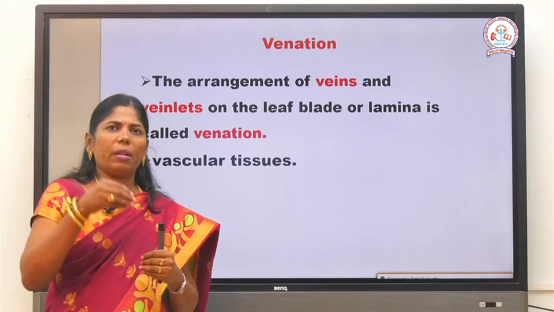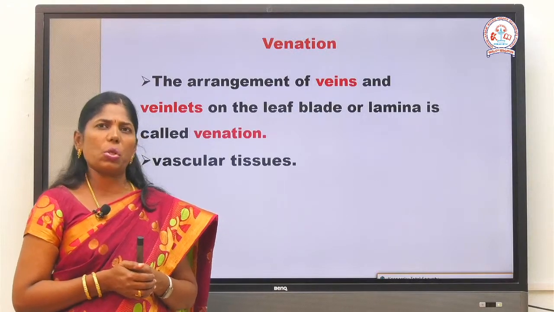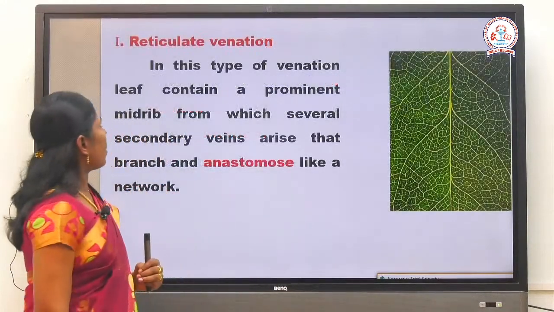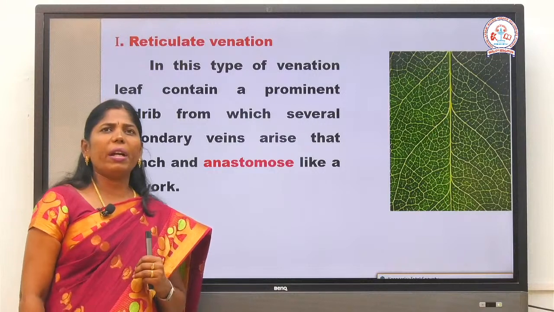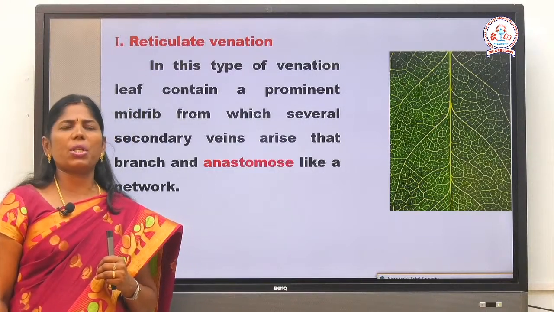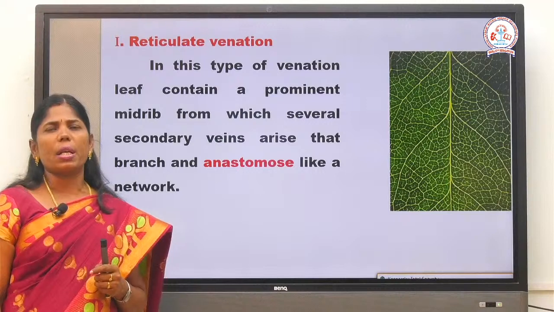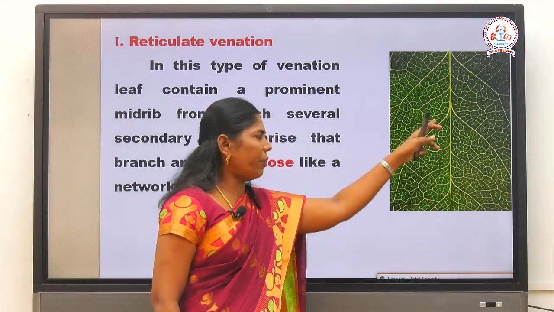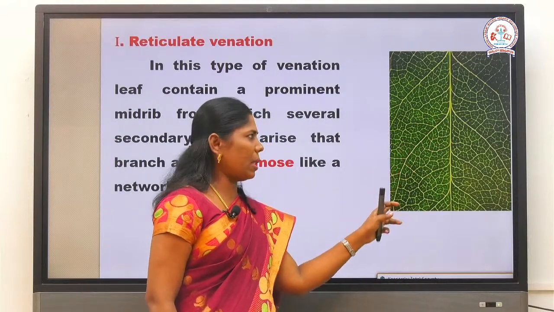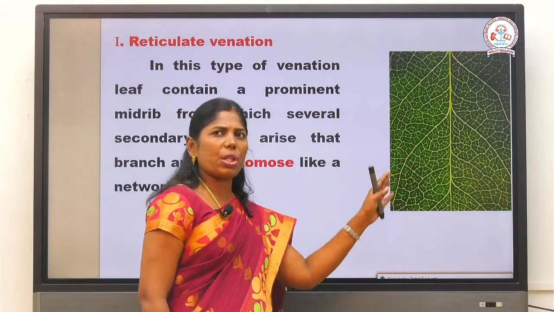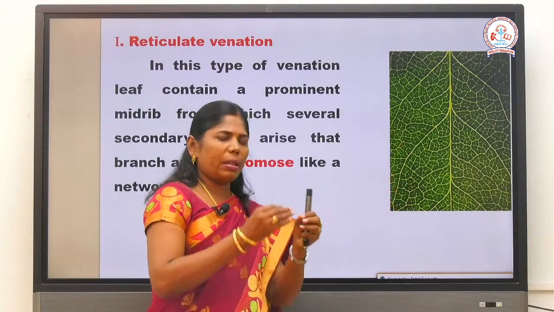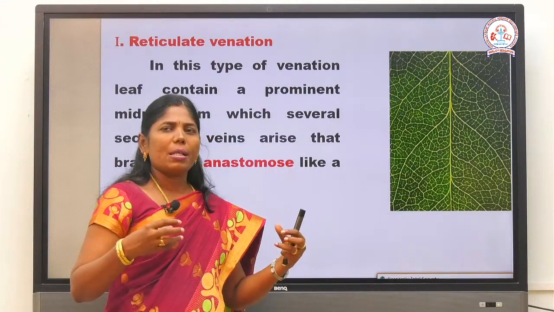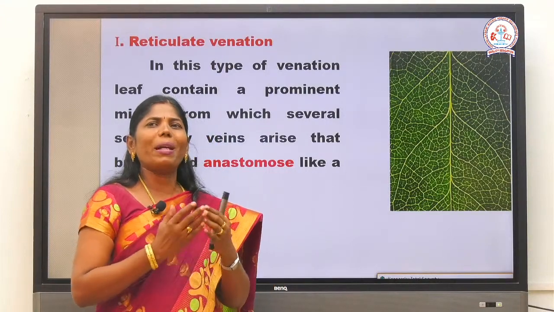So what is the vein? The vein consists of vascular tissues, xylem and phloem. So venation is divided into two types. One is reticulate venation, another one is parallel venation. So what is reticulate venation? See the leaf, it has a main midrib, and from the midrib the lateral veins start. So from the lateral veins tertiary veins and the remaining veinlets are arranged from each and every branch, okay. So everything is interconnected to form a net-like structure.